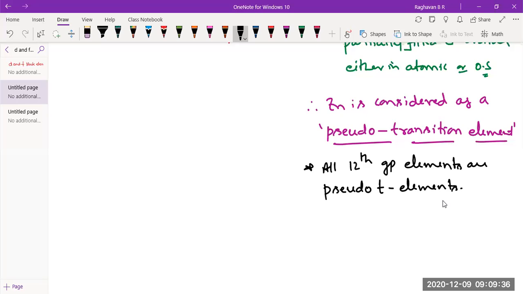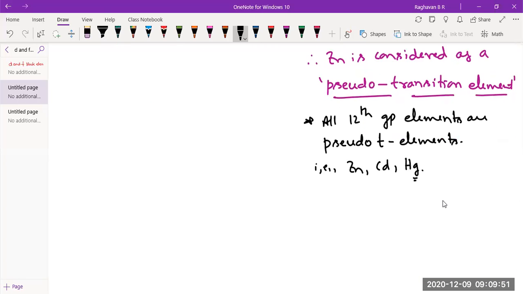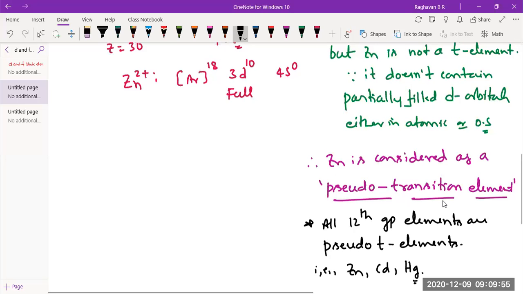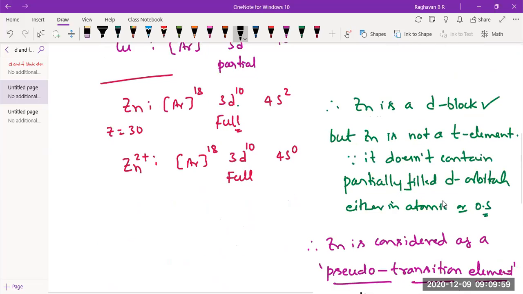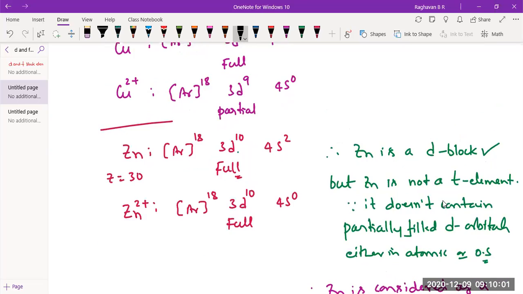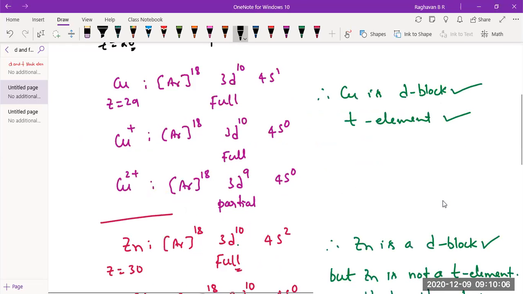Elements, that is, zinc, next cadmium and mercury. These three elements. Copernicium we don't consider, it's radioactive. So zinc, cadmium, and mercury, they're all the three pseudo transition elements. So they may ask you, what are pseudo transition elements? Why is zinc pseudo transition? Why are 12th group elements pseudo transition? Something like that. So would you like to make notes for this?